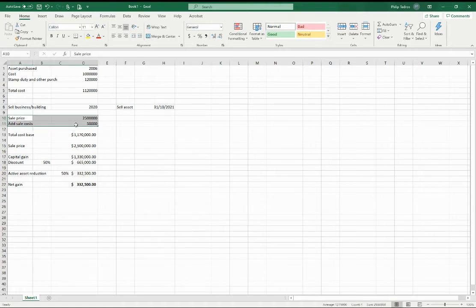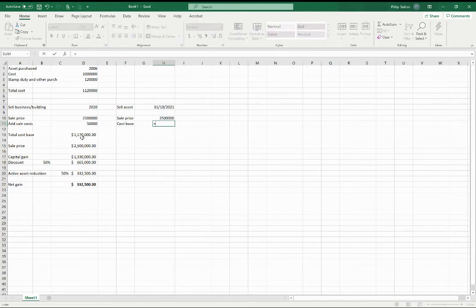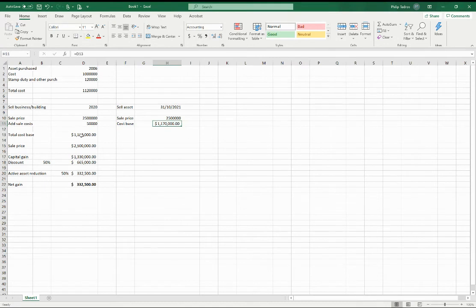Now, let's use the same sale price. Sale price, 2,500,000, and cost base is 1,170,000. So we haven't changed the cost base and we haven't changed the sale price. So you're left with a gain of the same amount, basically $1,330,000.